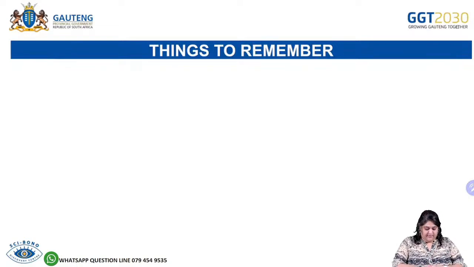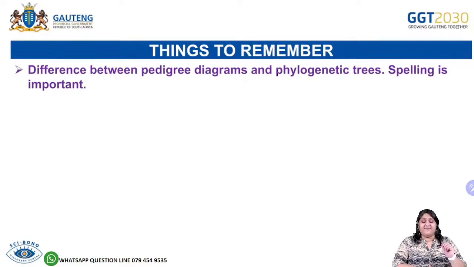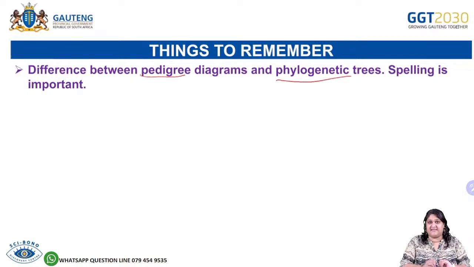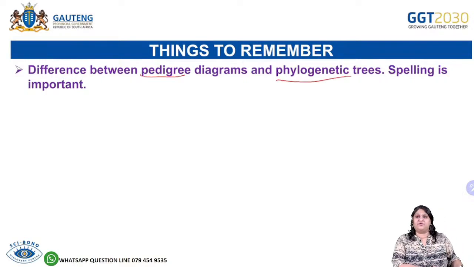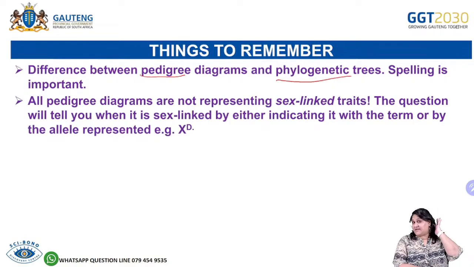Right, so things to remember of pedigree diagrams. The difference between pedigree diagrams and phylogenetic trees. Here, spelling is very important. Knowing how to spell pedigree and phylogenetic trees, because you're going to use the term phylogenetic trees when you do evolution, and if you spell it incorrectly, you're going to get it wrong. And let's remind ourselves, what is the difference? The pedigree is like a family tree. It's showing the inheritance of disorders and traits in a family, whereas a phylogenetic tree is showing different species and the traits.